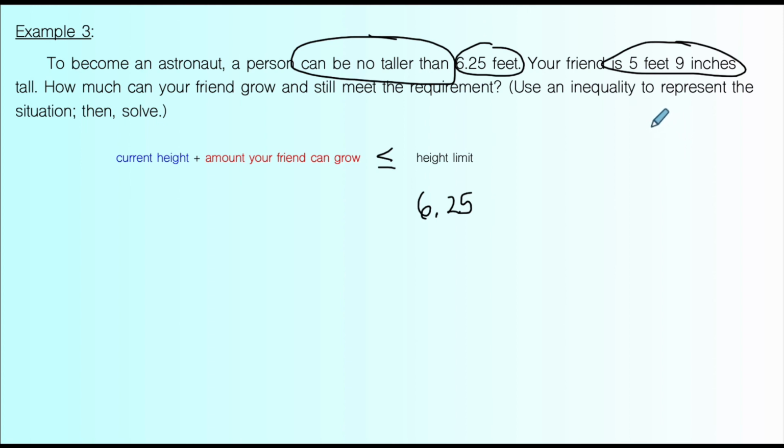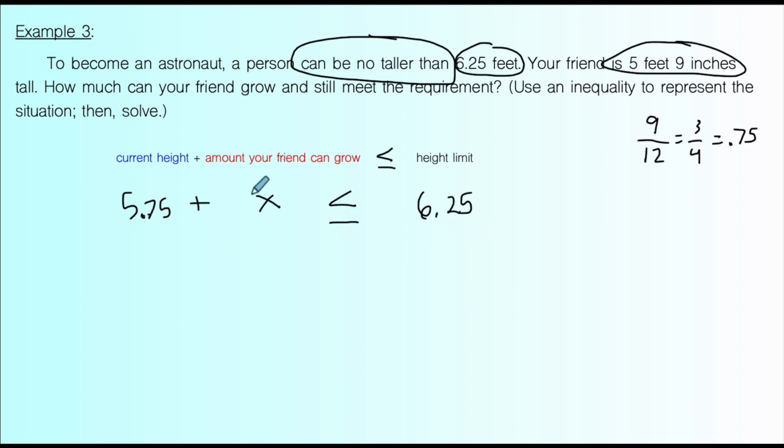So a little side work here. 9 inches out of 12 inches. I chose 12 because there's 12 inches in 1 foot. So in relation to 1 foot, 9 inches is 3/4, and as a decimal, 3/4 is 0.75. So that means 5'9" is the same as 5.75. So your current height of 5.75 feet plus, I'm going to use x, the amount that your friend can grow, needs to be less than or equal to 6.25 feet.